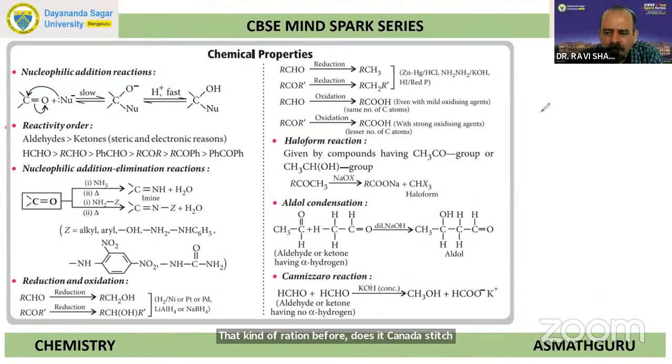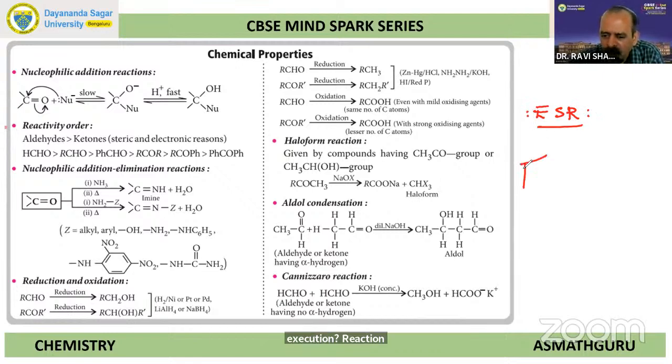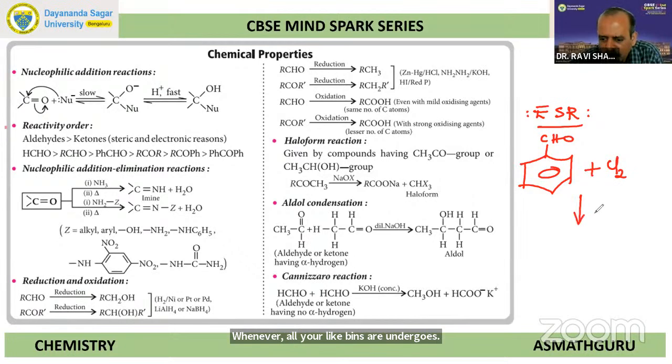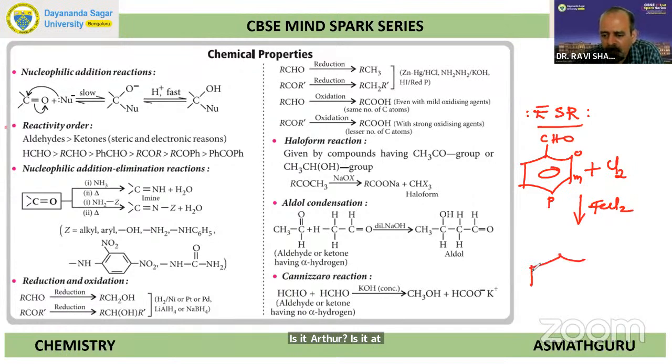Then one more point, the ESR reaction. What is ESR, sir? Electrophilic substitution reaction. Whenever an aldehyde like benzaldehyde undergoes an ESR reaction, for example chlorination in the presence of ferric chloride, chlorine will be attached to the benzene. Where does it attach? Is it ortho, meta, or para? Always remember, in benzaldehyde, CHO is a deactivating group. This is very, very important.